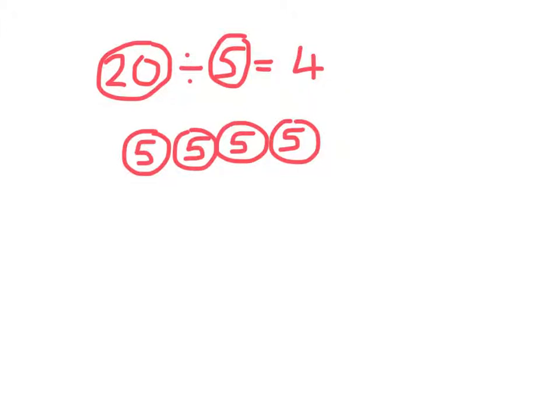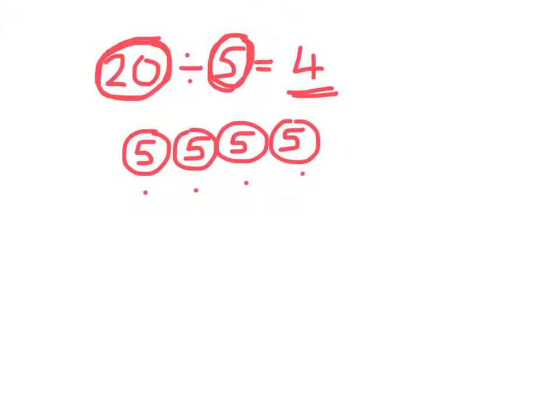So I'm getting this muddled. Let's try again. 20, which is my muchness, divided into piles of 5, that's also muchness, gives me my manyness. How many piles of 5 did I find? I found 1, 2, 3, 4 piles of 5. So the answer to 20 divided by 5 equals 4.